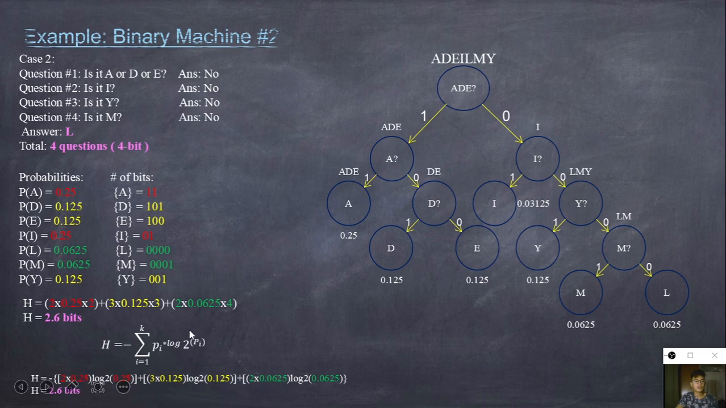Next, we will use the Hartley equation to find the entropy. We just follow the procedure and its reference for each equation. Here is the equation: H equals 2 times 0.25 log base 2 of 0.25, plus 3 times 0.125 log base 2 of 0.125, plus 2 times 0.0625 log base 2 of 0.0625, which equals 2.6 bits, the same as the entropy before.